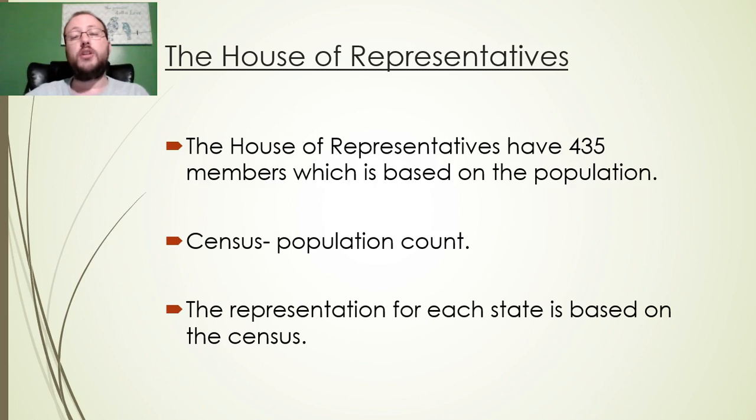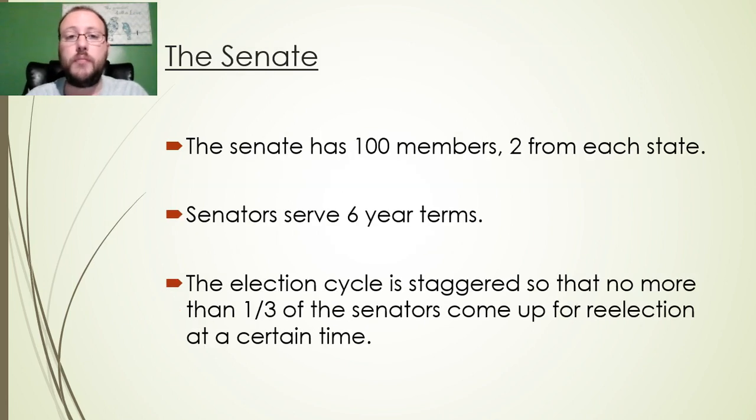When they do that, they determine how many people live in a state, and then they give that state a certain amount of members of the House of Representatives. We have 7 here in the state of Alabama. We have 7 districts. We have 7 members of the House of Representatives that represent Alabama in the U.S. House of Representatives. The Senate has 100 members, 2 from each state.